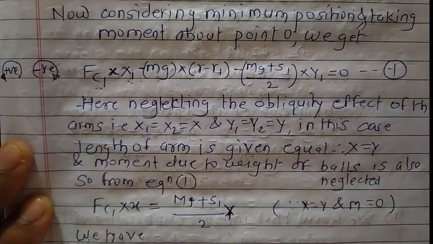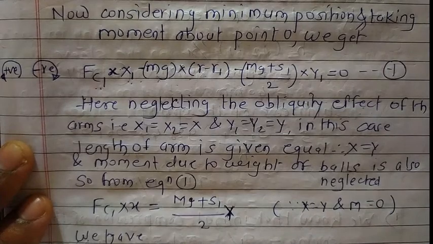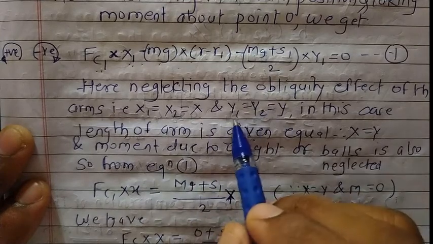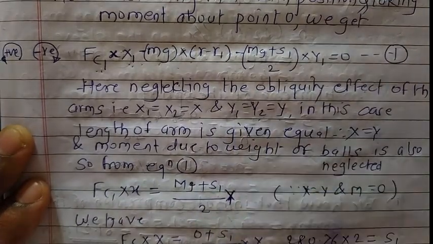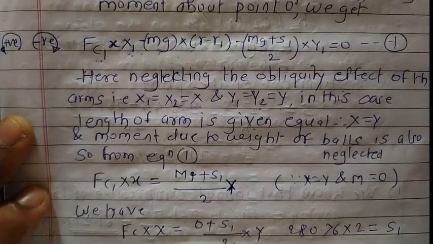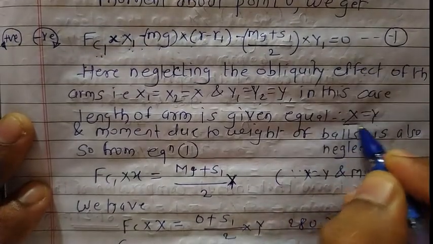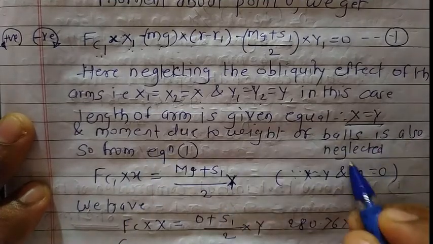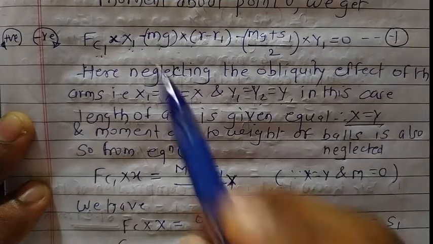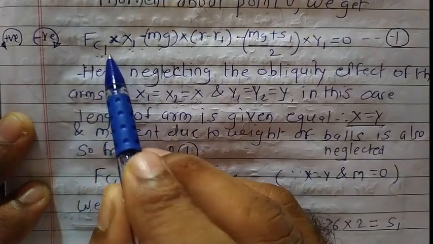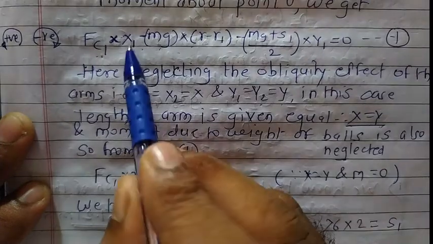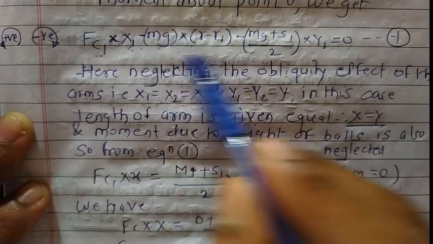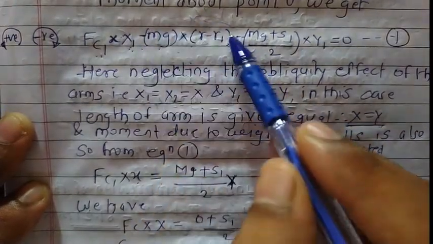Now here we are just neglecting the obliquity effect of the arms. That is, here we can get x1 equals x2 equals x, and y1 equals y2 equals y, as well as the length of both arms is given equal, that is x equals y, and moment due to the weight of the ball is also neglected. So here in this case, this term fc1 multiplied by x will remain as it is. You have to replace this x1 by x. You have to neglect the moment because of the weight of the ball.